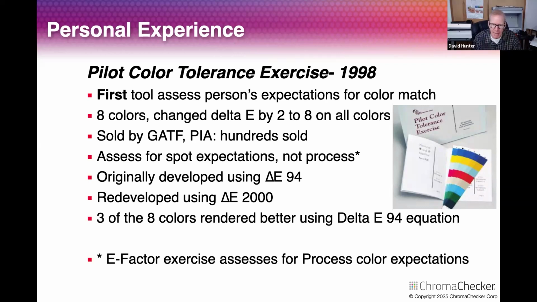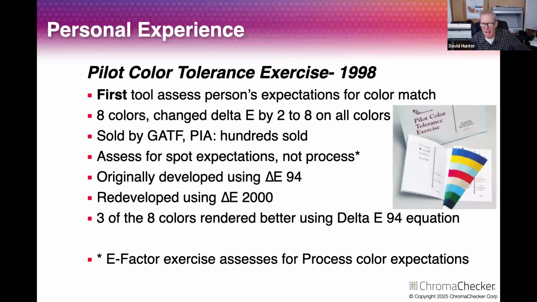Now, GATF and PIA sold it for years. And I developed it initially on the 94 equation, the delta E 94. Then delta E 2000 came out and GATF, the Graphic Arts Technical Foundation, was like, hey, Dave, you should redo this for delta E 2000. So I did. And 3 out of the 8 colors rendered better in 94. And it's like, well, geez, should I use 94 on 3 of them and delta E 2000 on the rest? It's like, no, you shouldn't mix tolerances like that. But I knew back in 99, 2000 wasn't the cat's meow. It wasn't the best thing since sliced bread. So, and we'll again prove that as we go through here.